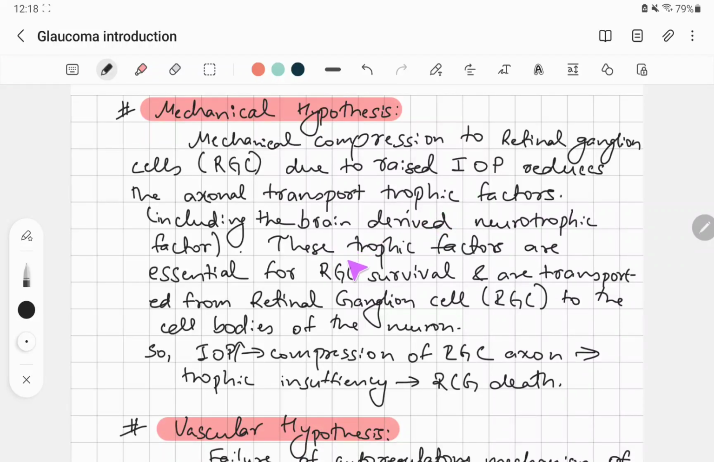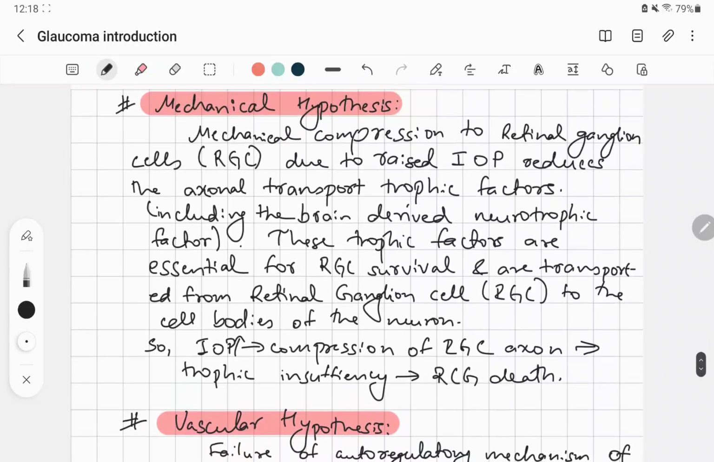They found out that these trophic factors are essential for retinal ganglion cell survival and are transported from the retinal ganglion cell to the cell bodies of the neuron. For the survival of the RGC, the transport trophic factors of the axon, which include brain derived neurotrophic factor, are essential. So in short, intraocular pressure increases, compression of the retinal ganglion cell axon occurs, due to which there is a trophic insufficiency, and that will lead to RGC death, that will lead to glaucoma. This is the mechanical hypothesis.